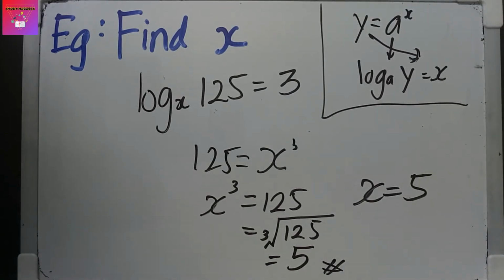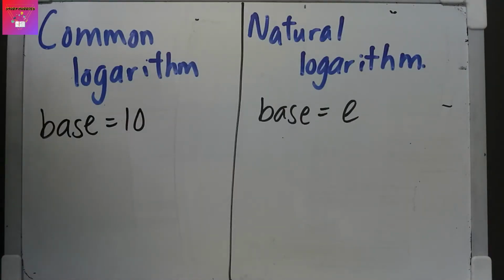So you can try in your calculator and see, and it really works. So now we are going to look at two types of logarithms which we generally find. So there are only two types of logarithms: common logarithm and natural logarithm. So what is common logarithm?